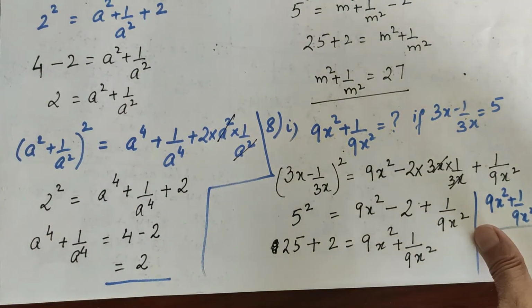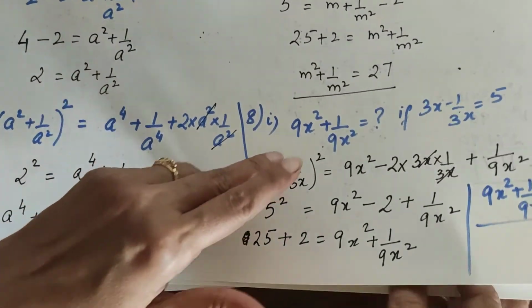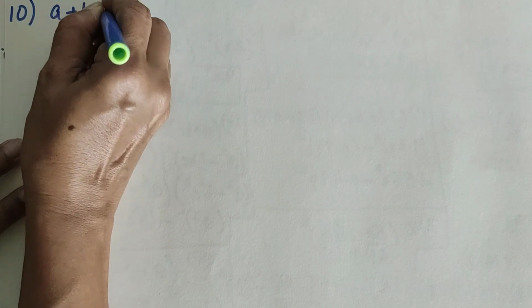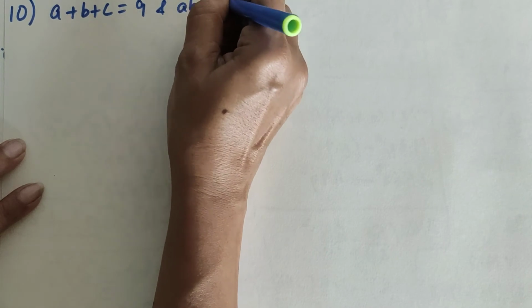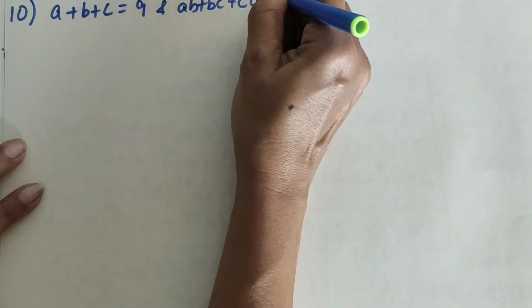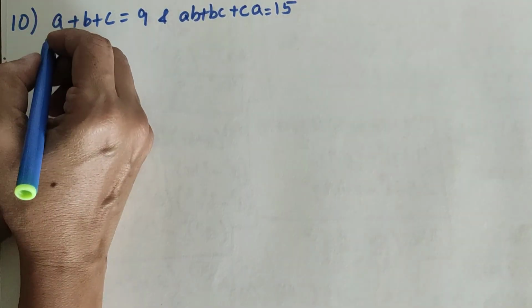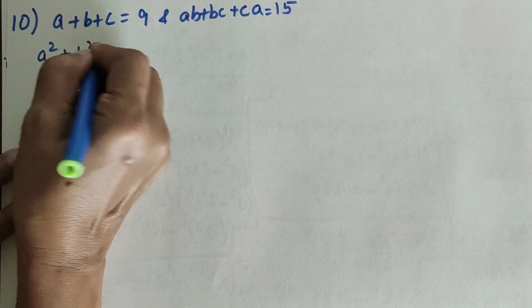Now I'll quickly move to question number 10. Question number 10 says, same application of expansion, only three terms, a plus b plus c. If a plus b plus c is equal to 9 and ab plus bc plus ca is equal to 15, we have to find a square plus b square plus c square.